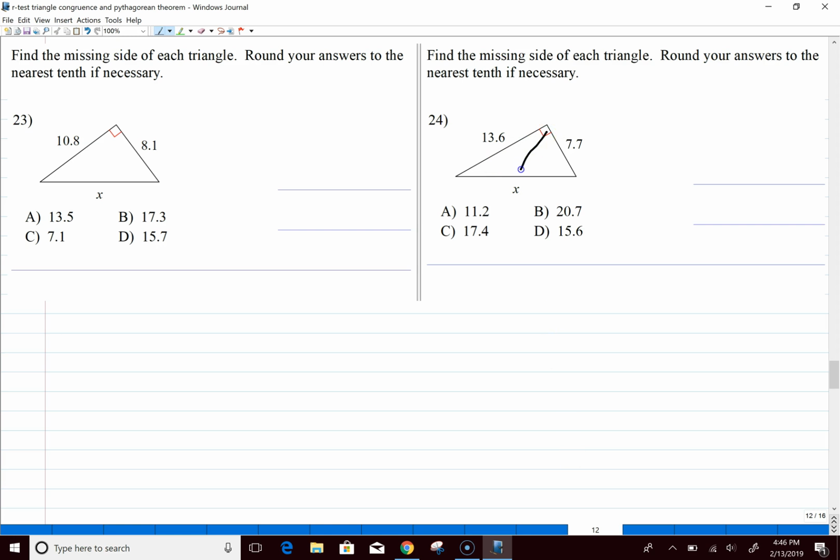Do you know the C? No. When you don't know the C, you add. If you know the C, you subtract. So I don't know it, so I'm going to add. 7.7 squared plus 13.6 squared. Take the square root. 7.7 squared plus 13.6 squared. 15.6.